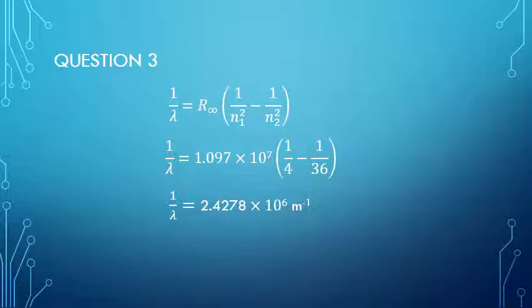Now what I'm going to do next is invert both sides. The beautiful thing about algebra is I can do whatever I want as long as I do the same thing to both sides. Lambda will have units of meters, and that number converts to 4.10 times 10 to the minus 7th. We're almost there. We have to convert meters to nanometers.